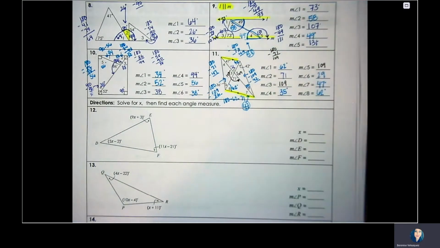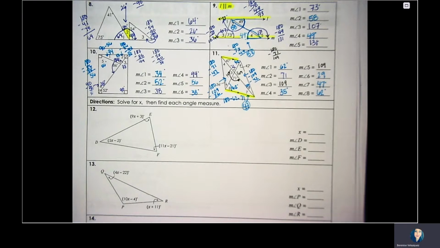Okay, we have them all filled in now. Pretty messy. To be honest, I like the algebraic work better because it's a lot cleaner. So we're going to go through these, work these out, and then we do have the classwork afterwards. Okay, so if you need to, pause the video, take a picture, we're going to move on.